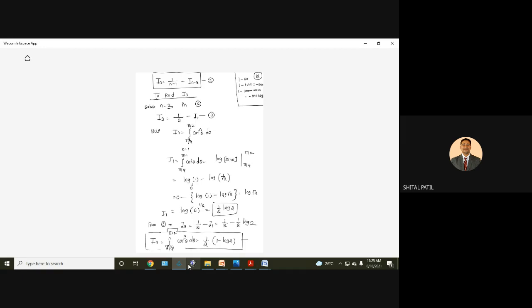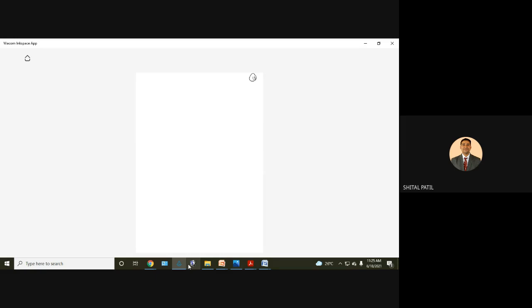Then on the next page, find the reduction formula for I n equal to integration from 0 to pi by 2 of sin raised to n x dx. So I have to change the page. Let's solve this. I n equal to 0 to pi by 2 sin raised to n x dx.